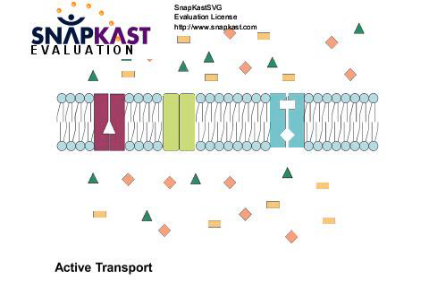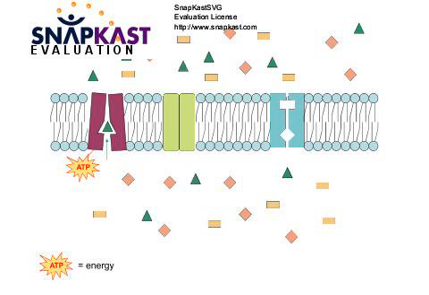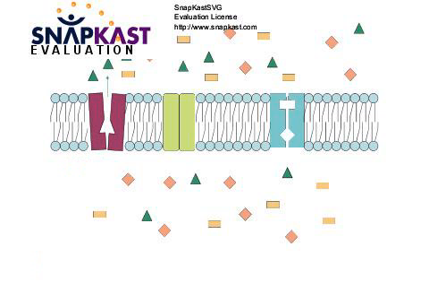The final kind of transportation across a membrane is called active transport. Active transport requires energy to work. In this case, it's going to use ATP as its form of energy, and it requires the ATP to actually open that channel and for the triangle-shaped molecule to go in. It then pushes it outside. That helps it to push against the concentration gradient.